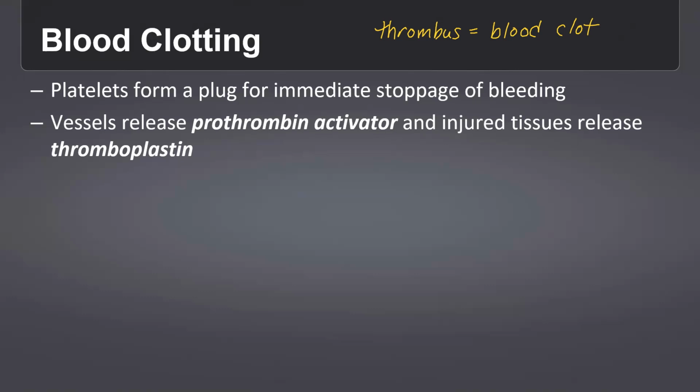Prothrombin activator, what do you think that does as a job? Maya? It's in its name, by the way. Prothrombin activator will activate prothrombin. So prothrombin activator will activate thrombin. What does that do? We'll talk about that in the next few slides, or a few lines. Injured tissues will release thromboplastin. Thromboplastin is kind of like plaster, kind of sticky, and helps with the clot.